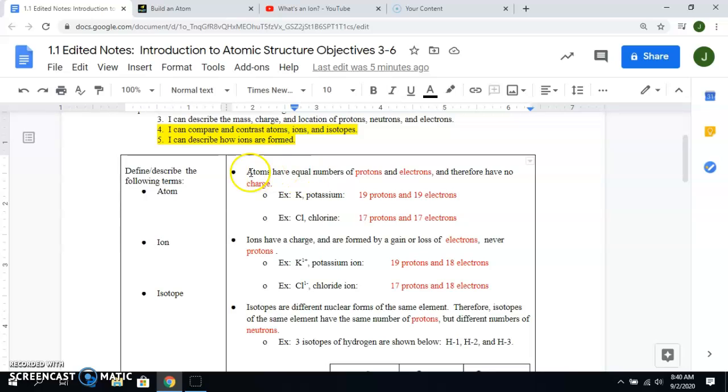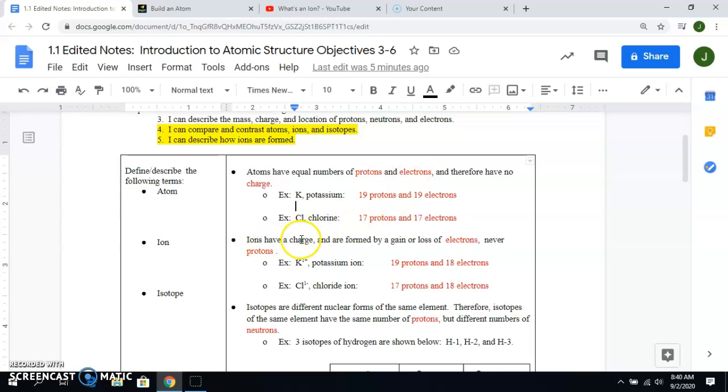So remember, atoms will have an equal number of protons and electrons, and because they've got an equal number of positively charged particles and negatively charged particles, they have no charge. So see how 19 positives balance 19 negatives. It is a neutral atom. Same thing here, 17 positives, 17 negatives. It's a neutral atom. So that's the definition of atoms, no charge because equal number of protons and electrons.